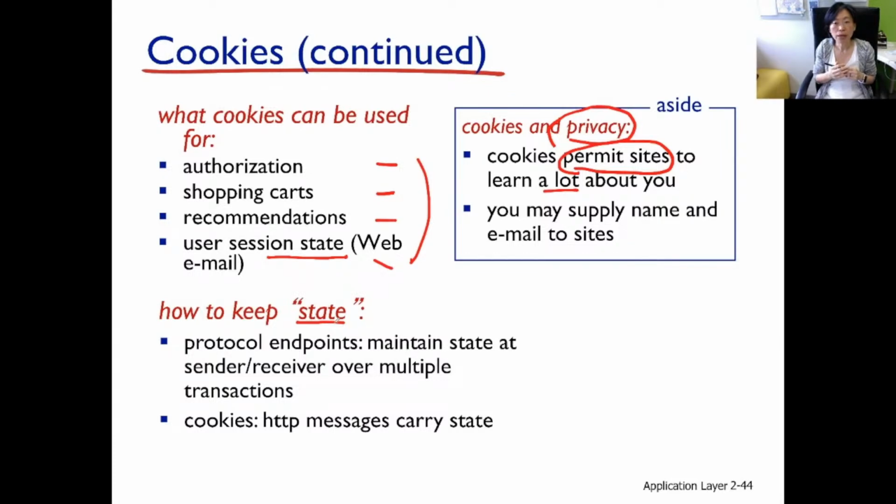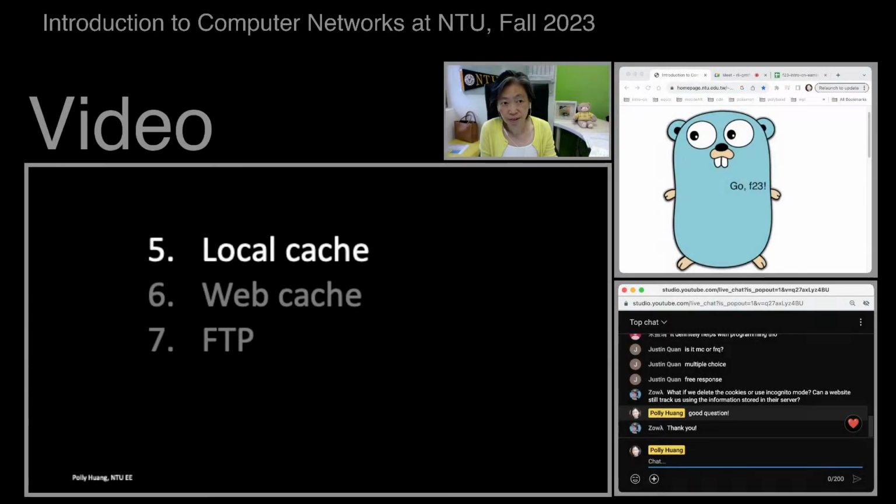So trade-off in terms of usage, okay, in terms of privacy concern. Trade-off in terms of technical difficulties maintaining the states. All right, so that was cookies.